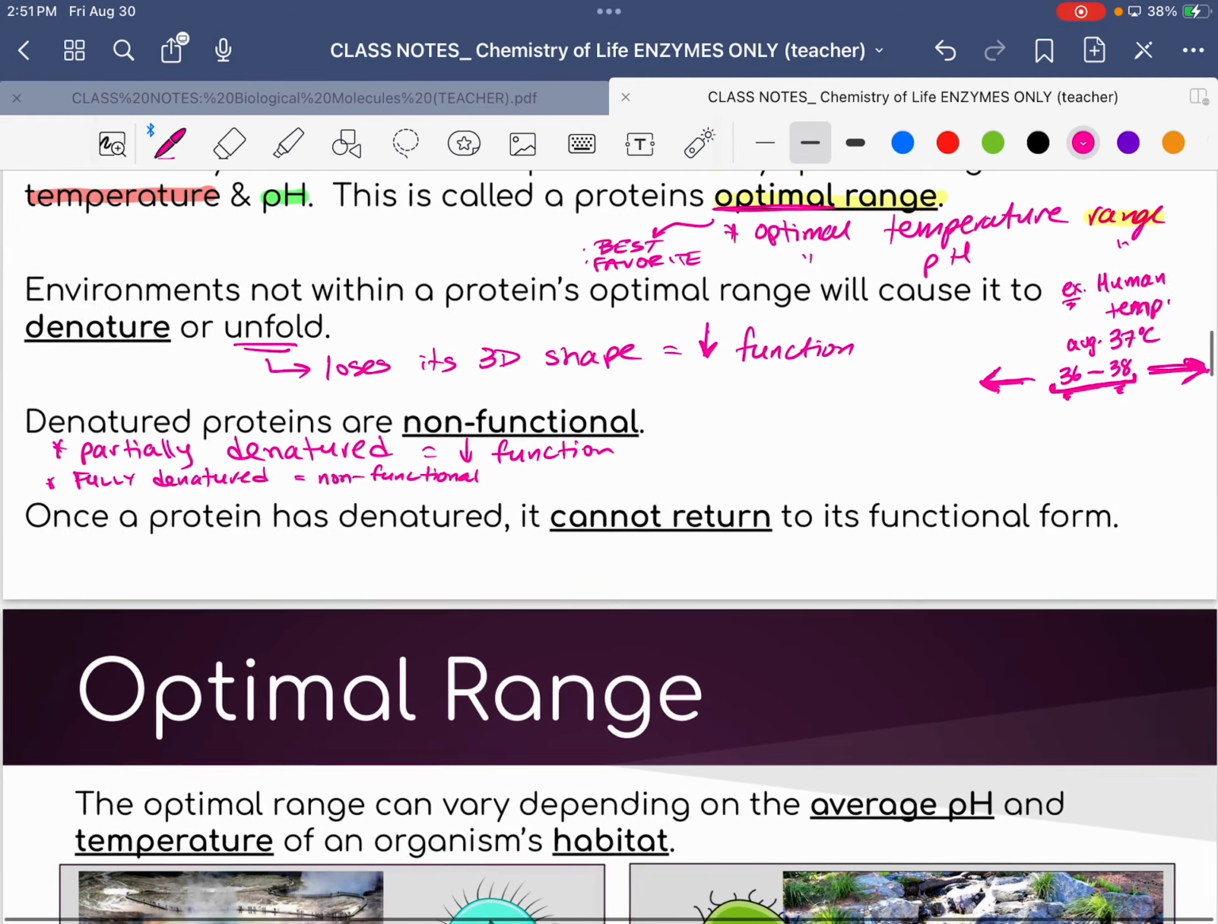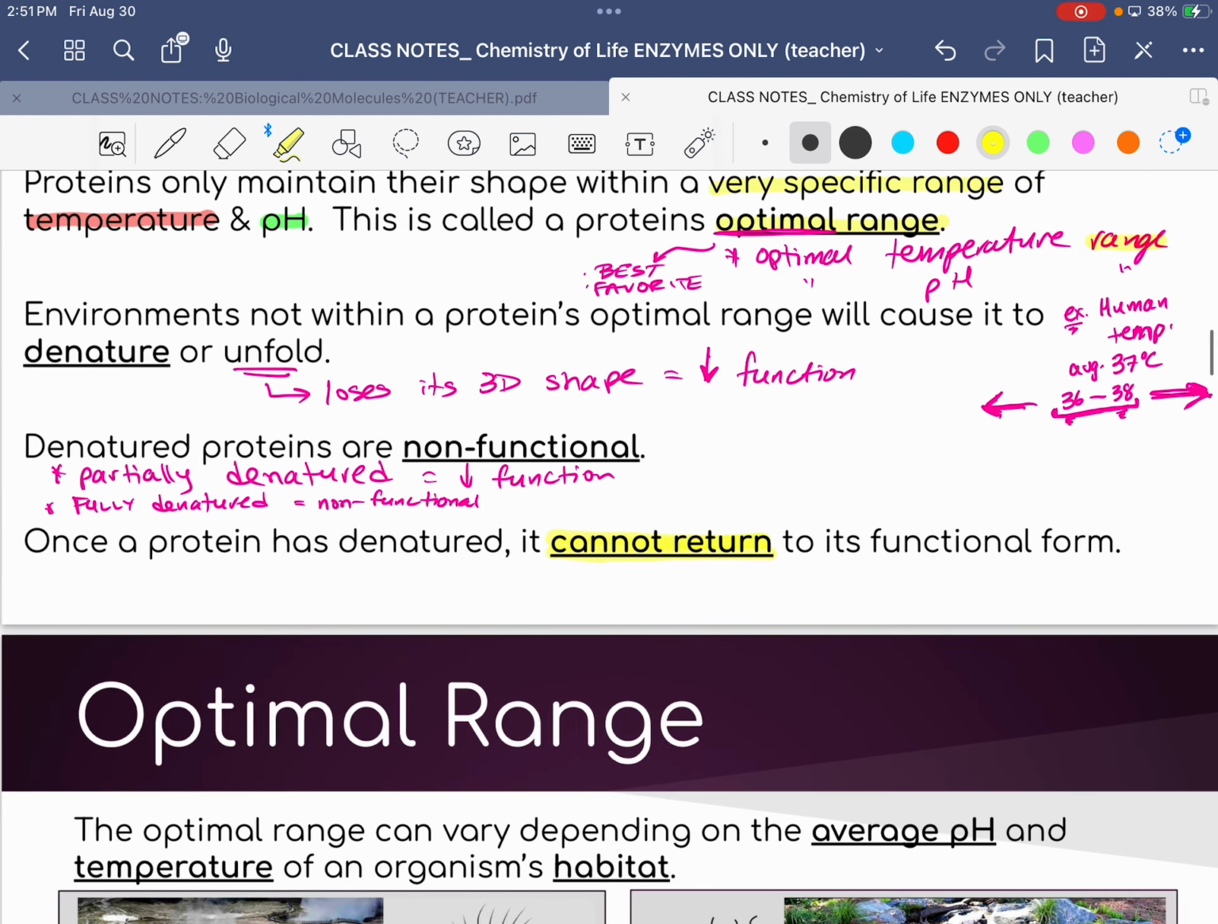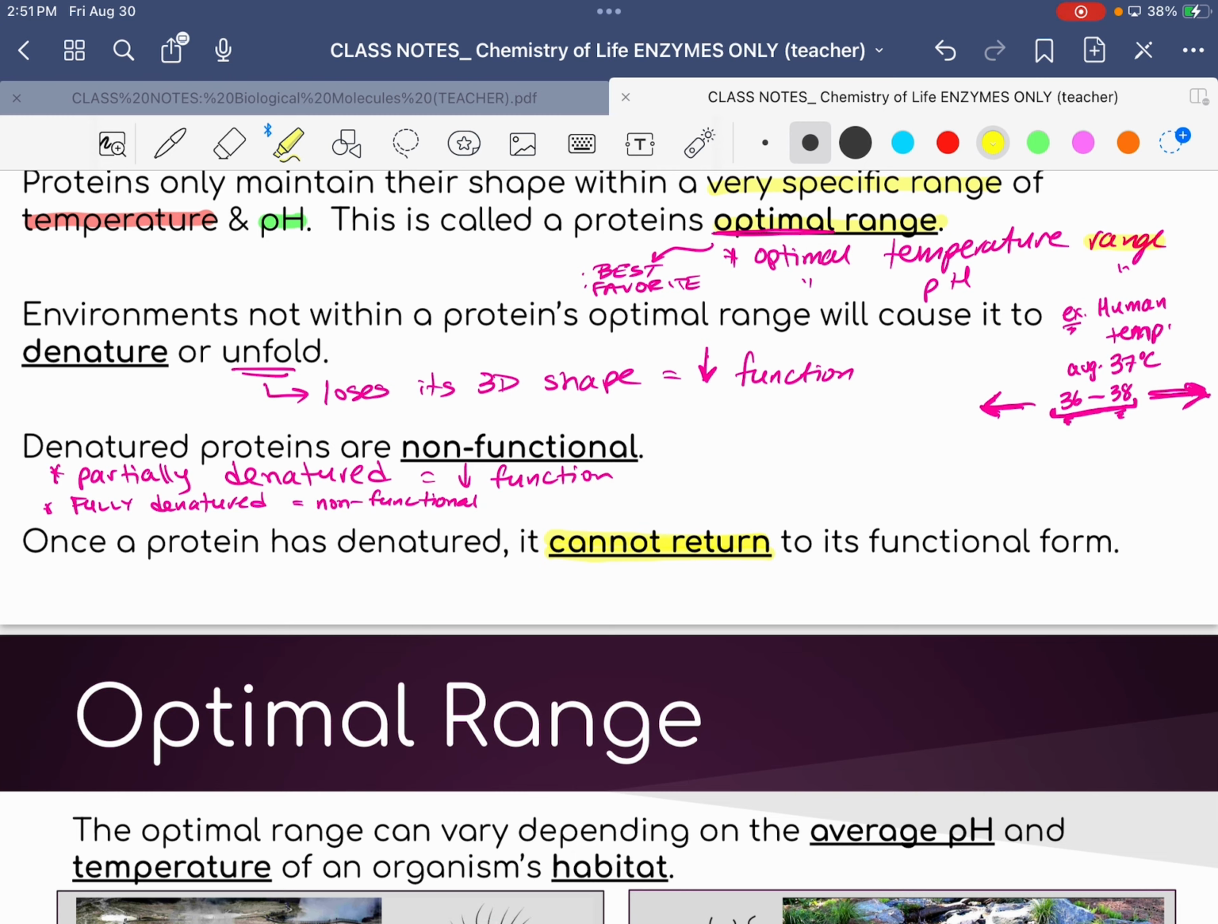And typically, once a protein has denatured, once it's unfolded, it cannot return to its functional form. There are processes in the cell that help with this, but you have to understand that if we denature a protein, it's toast. It's done. It needs to just be recycled, essentially. It needs to be recycled for amino acids.